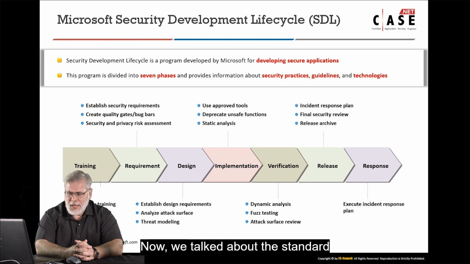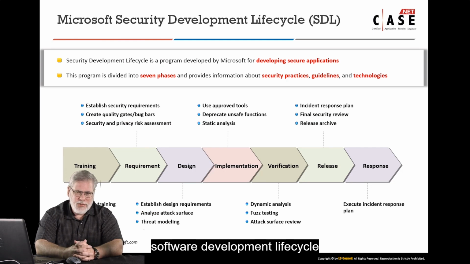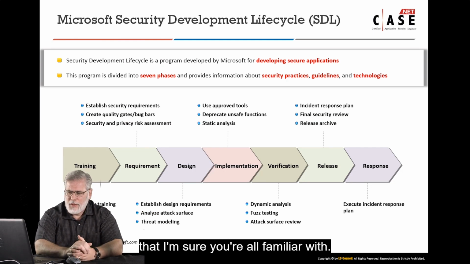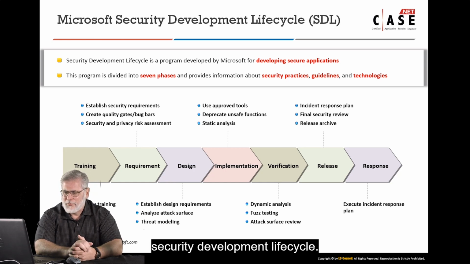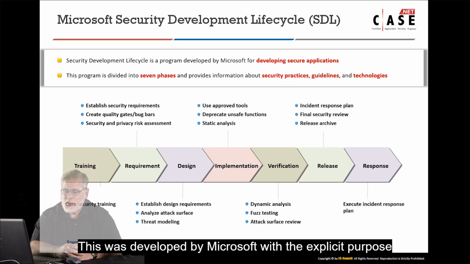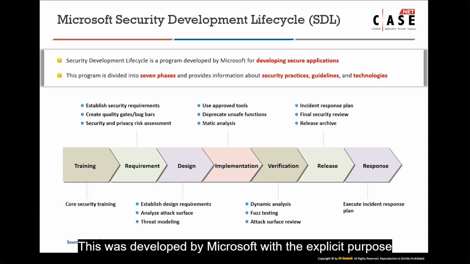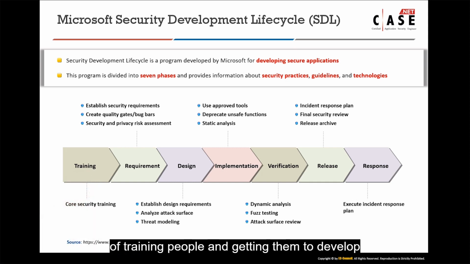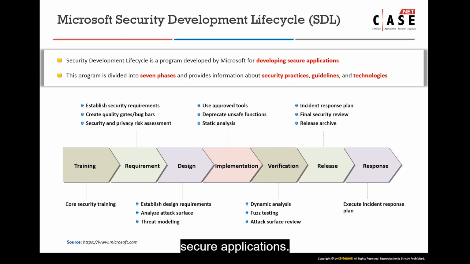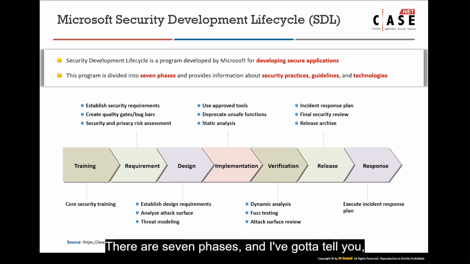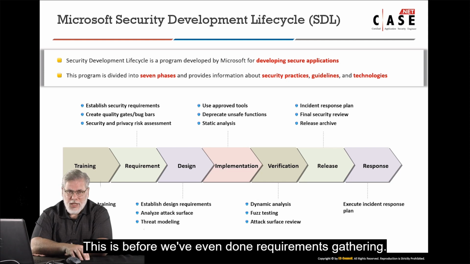Now, we've talked about the standard software development lifecycle that I'm sure you're all familiar with. Let's take a brief look at Microsoft's security development lifecycle. This was developed by Microsoft with the explicit purpose of training people and getting them to develop secure applications. There are 7 phases, and I've got to tell you, I absolutely love this first phase, training. This is before we've even done requirements gathering.